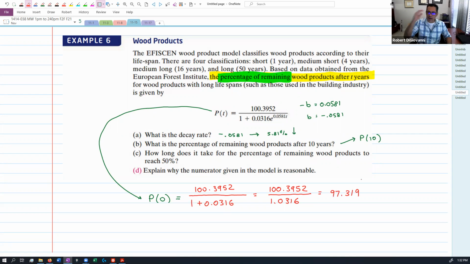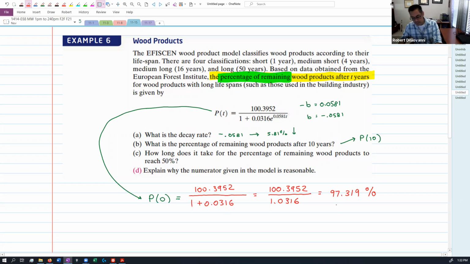Yeah, so this is why I want to make sure you understand this. What this formula spits out, when you plug in a value for T, is a number, and that number represents the percentage. At the very beginning of time, we have 97.39%, all right? So the output of this function is the actual percentage, not the decimal form.